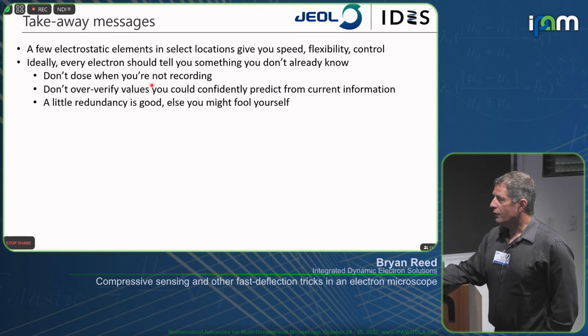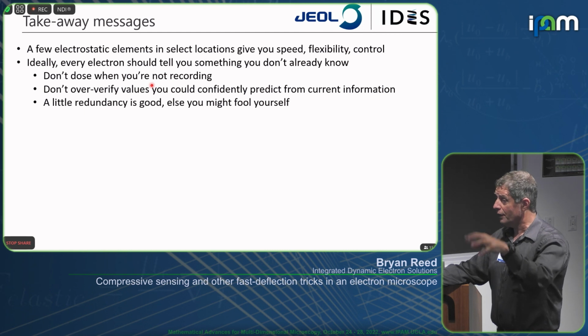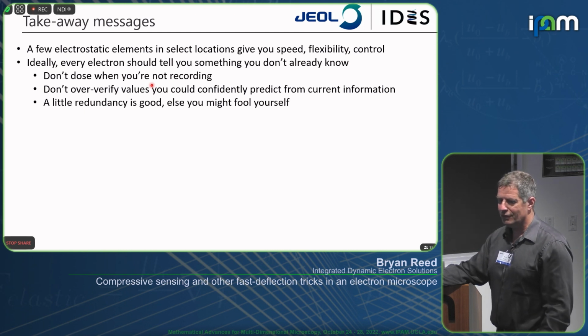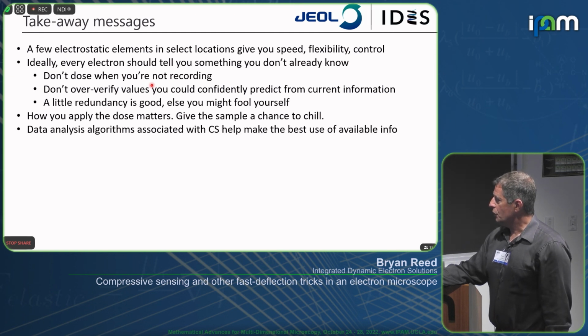A little redundancy, though, is still good. Otherwise, you could fool yourself. If you're barely able to extract a reconstruction, you maybe don't trust it. Give yourself enough redundancy to know, like where I took a bunch of images where nothing is happening before the laser turned on. That kind of thing. It's like, yeah, okay, I could have measured dynamics in those time scales, but I didn't. I wanted to know that I could believe the result. How you apply the dose matters. Give the sample a chance to chill.